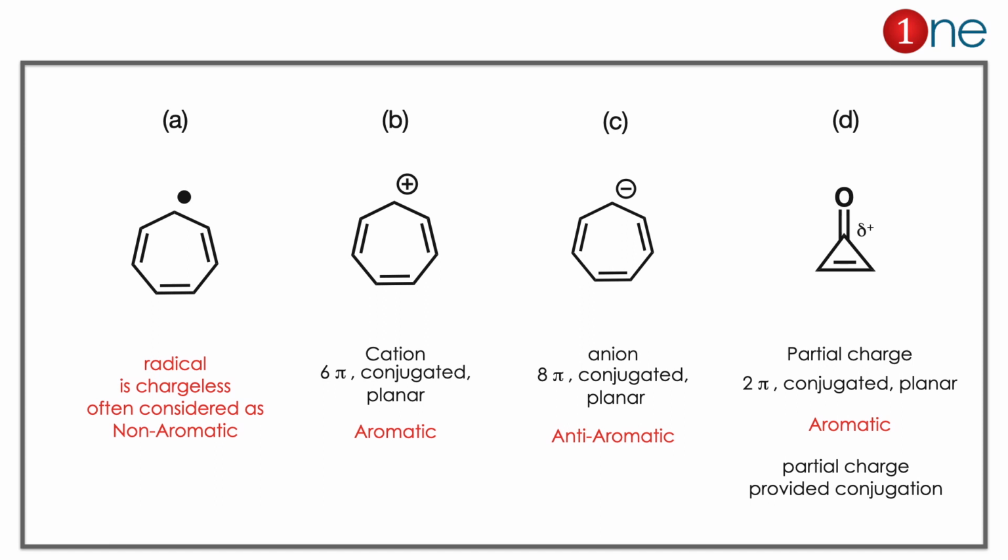If you look at the D, people often confuse whether it is aromatic or not. It is aromatic because the positive charge on carbon, which is a partial positive charge due to oxygen electronegativity, creates the conjugation. So it is conjugated and planar with 2 pi electrons, hence it is aromatic. Here the partial charge provides the space for the conjugation. So our answer is clearly A, the radical one. The important concept to learn here is that a radical is non-aromatic and the partial charge also provides space for the conjugation.